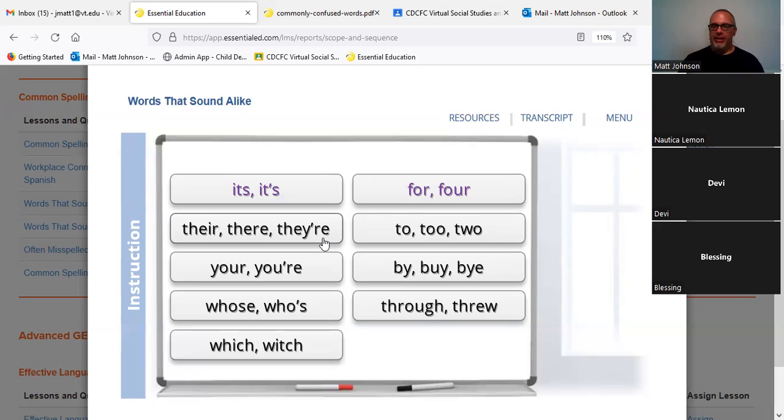Whereas they're is a contraction for they are. They are going to the movies. So a group, that's a pronoun and a verb, are. When you put those two together, you have a contraction. They are going to the movies. They're going to the movies.